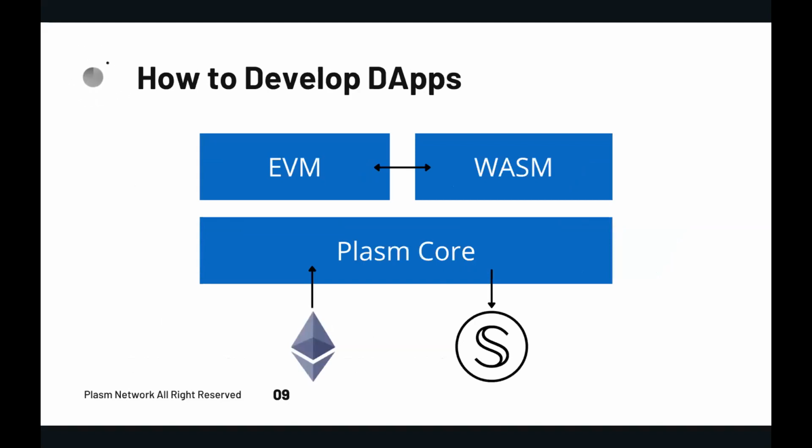This is a super simple architecture. We have the Plasm Network core, which has the core functionality of Plasm Network. We support both the Ethereum virtual machine and a WebAssembly environment. You can deploy Solidity or Vyper contracts on top of the EVM, and you can deploy Polkadot smart contracts, Ink smart contracts, on top of WebAssembly. And these contracts can interact with each other.